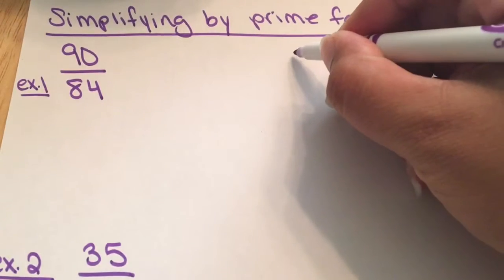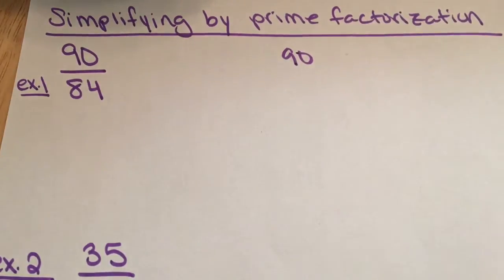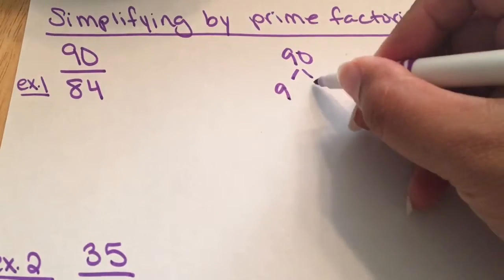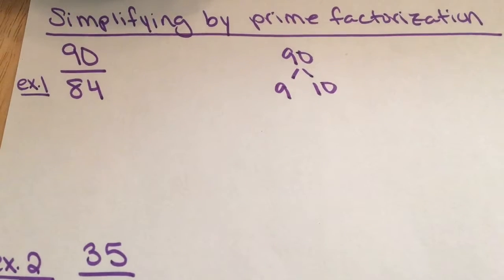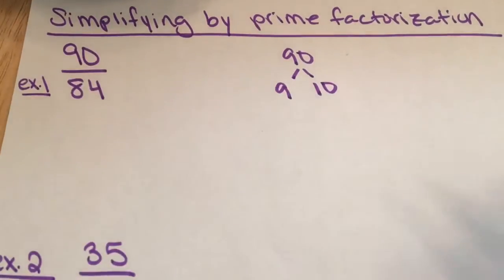So if we look at the 90 first, what we want to do is create a factor tree. So we have to think of any two numbers that will multiply to give us 90. I'm just going to go simply and start with 9 times 10. If we think about our prime numbers, numbers that are only divisible by 1 and itself, neither 9 nor 10 is a prime number. Therefore, I'm going to keep factoring.